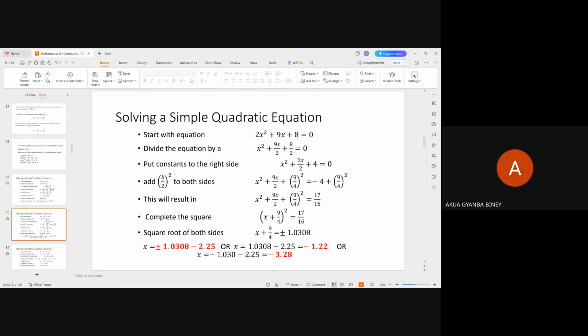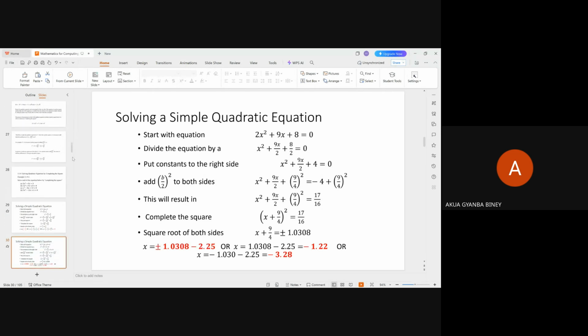So this is the second one. The second one is saying that 2x squared plus 9x plus 8 is equal to 0. So the same step: you divide through by a. If you divide through by a, we have x squared plus 9/2 x plus 8/2 equals 0. Put constants to the right.